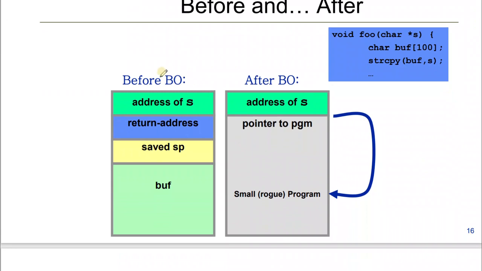Okay, before and after buffer overflow: here is the buffer, here is the saved stack pointer, here is the return address. What do we do? First we write the address we want, then we overflow the buffer upward until it reaches the return address, and there we put the address we want, making it point to the program. It will point to the program to execute the attack code and it will do whatever you want.